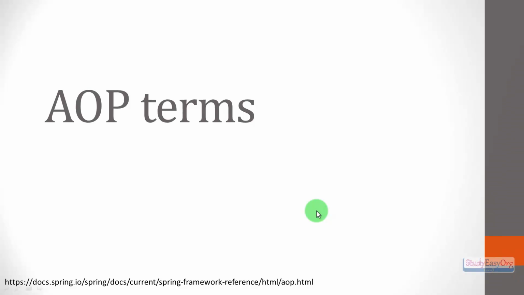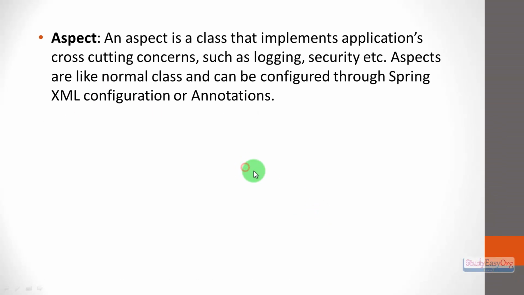Now moving forward, let us quickly check a couple of AOP terms. The first term that we will discuss is aspect. What is an aspect? An aspect is a class that implements application's cross-cutting concerns such as logging, security, etc. Aspects are like normal classes and can be configured through Spring XML configuration or annotation.